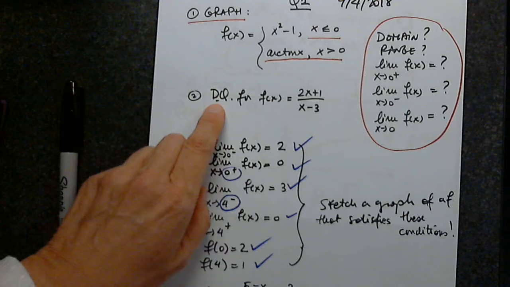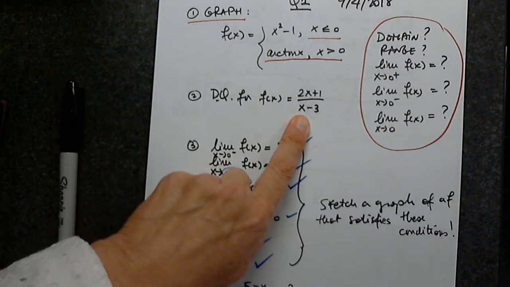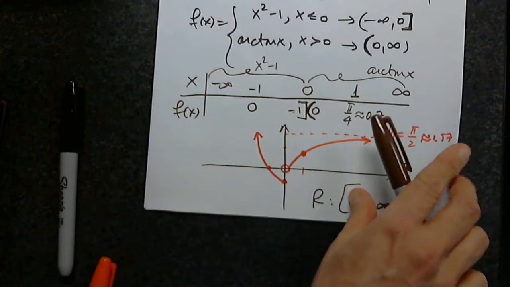Please. Okay. Now I would like to look at this. I want what? What is the difference quotient for this function? 2x plus 1 over x minus 3.